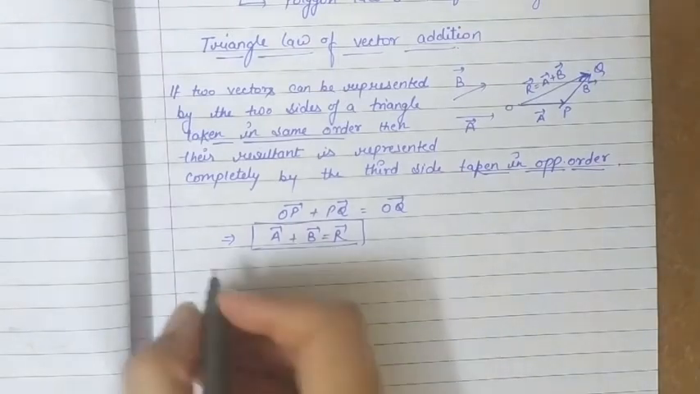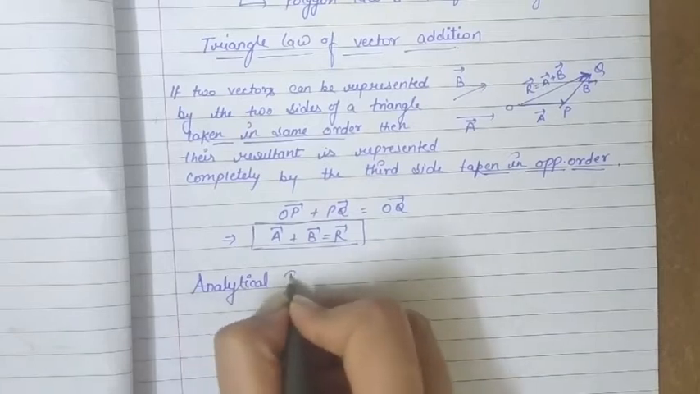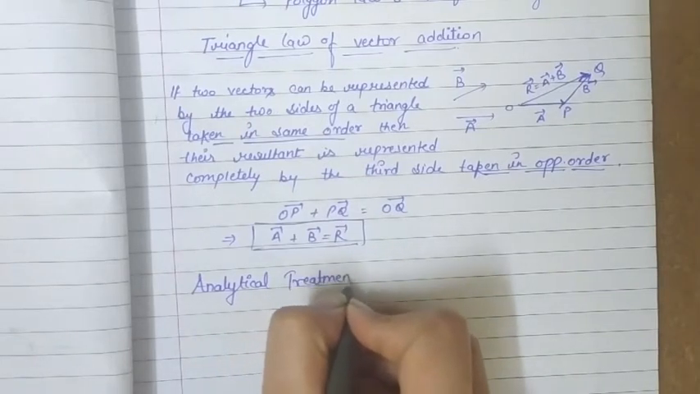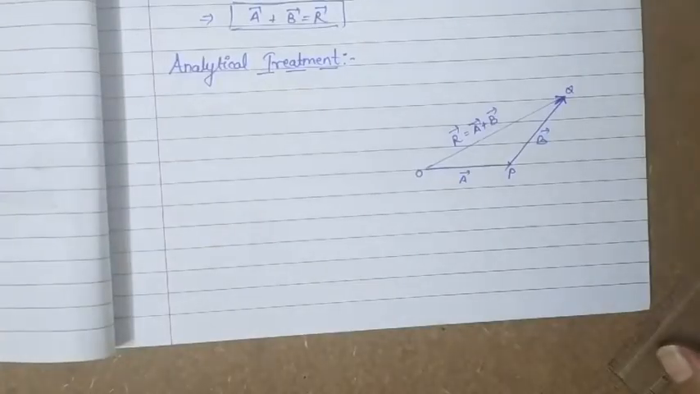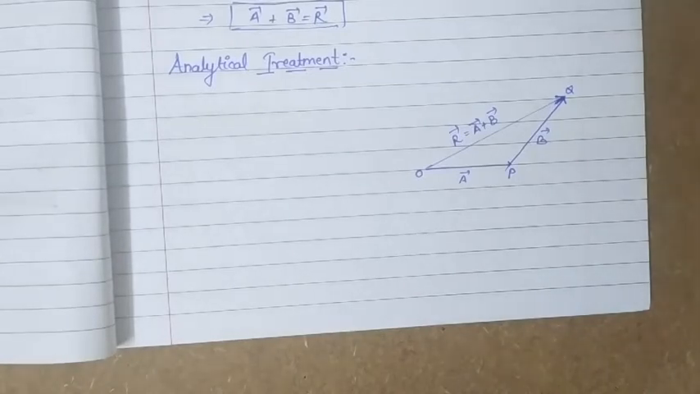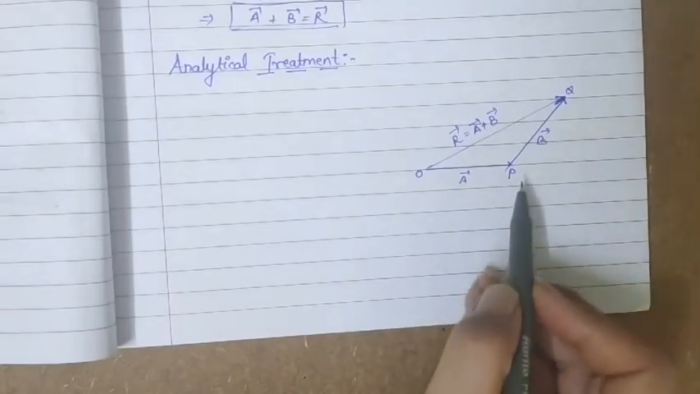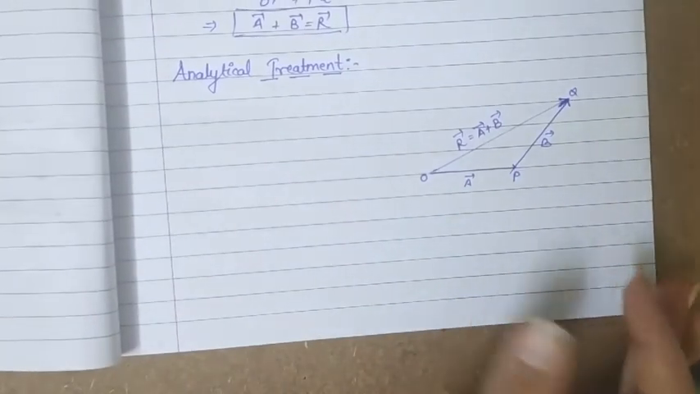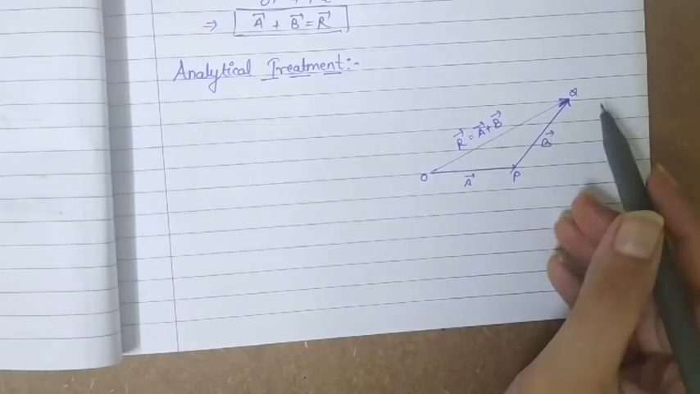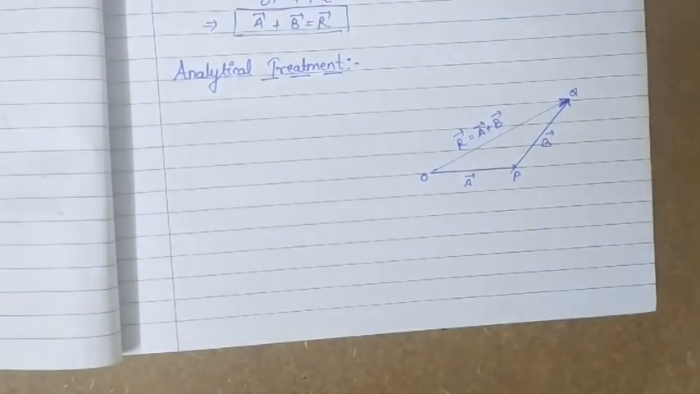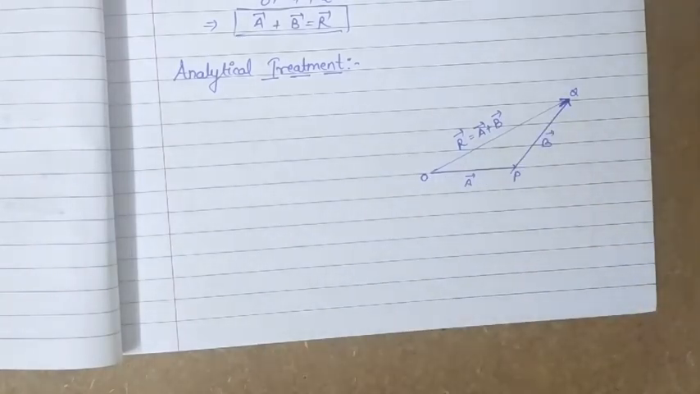Now we are moving to the analytical treatment of this law. For analytical treatment, again we consider two vectors, vector A and vector B, represented in magnitude and direction by these two sides of a triangle OPQ, and the resultant is R vector that is taken from O to Q, means OQ vector is their resultant vector. The two sides OP and PQ are taken in same order while OQ is taken in opposite order.